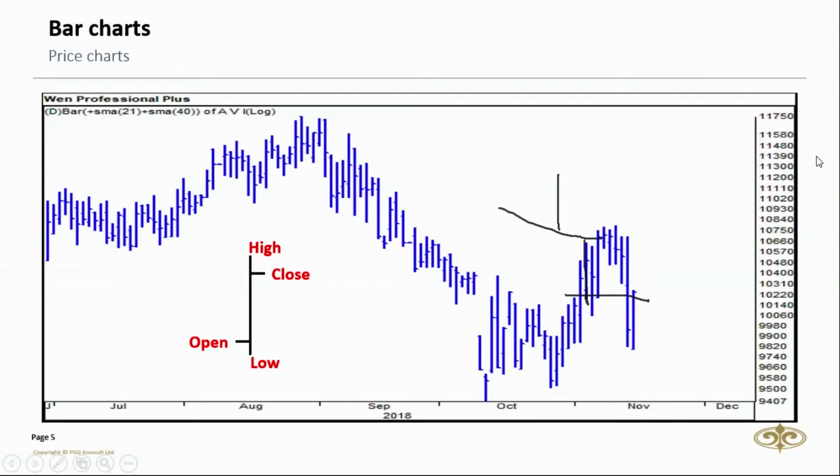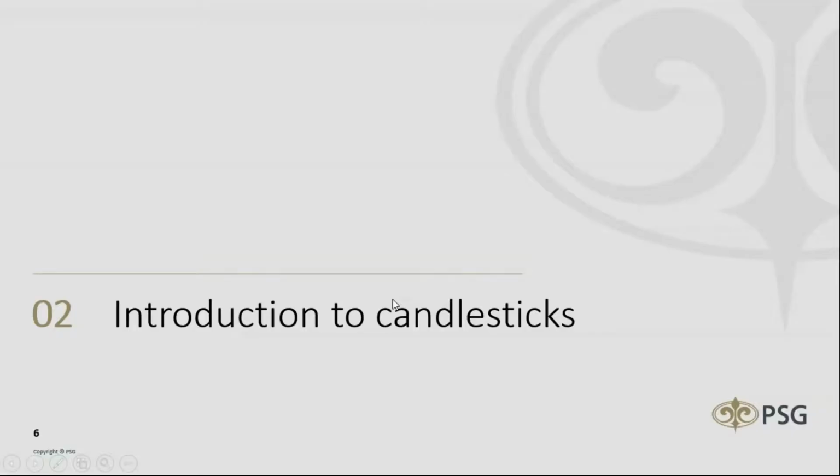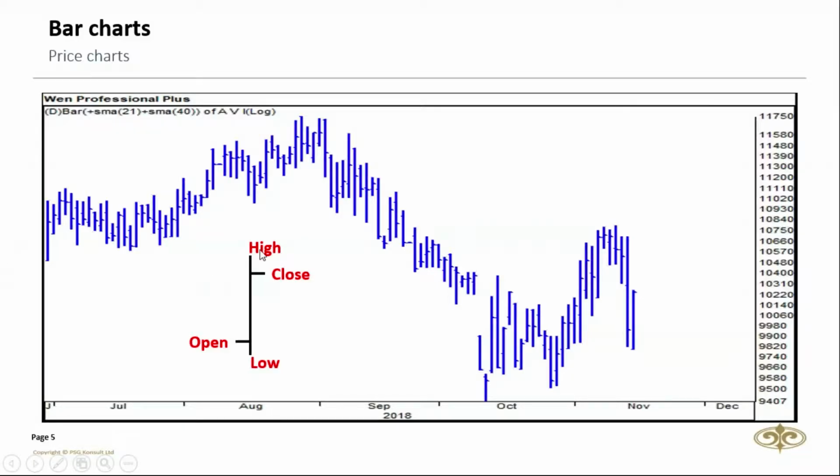Let me just erase these drawings. I don't know if you guys can see it, but what's important here is that the vertical line represents the high for the day, and the low. So you can see that trading range. If you can see it, the tick to the left is the opening price, and the tick to the right is the closing price.